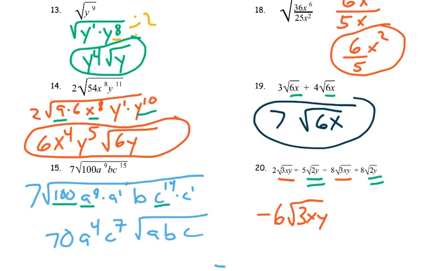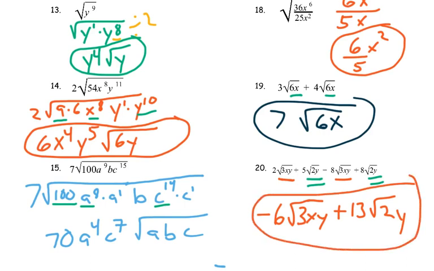Now take a look at the green guys. The green guys, I've got 5 plus 8. That is 13. That's plus 13 times the square root of 2y. Okay, and that's as far as I can take it.